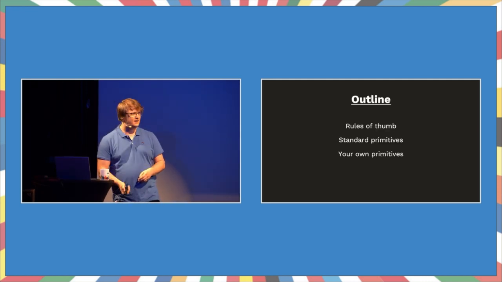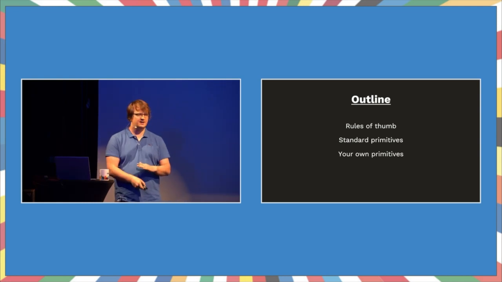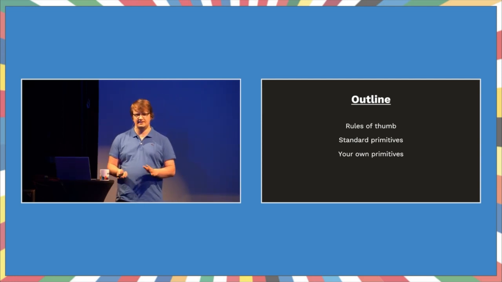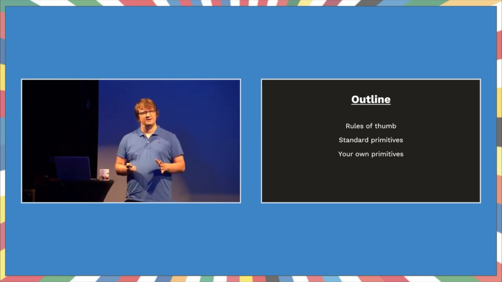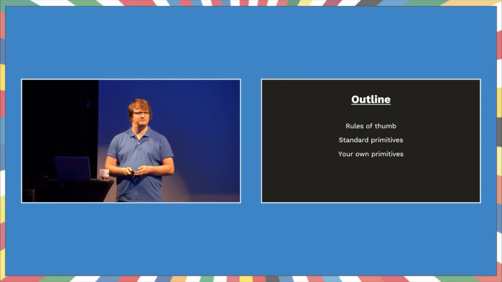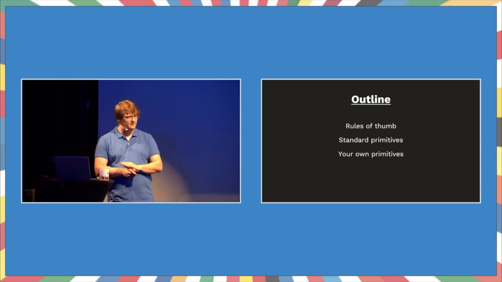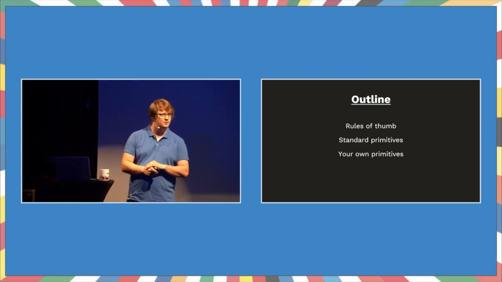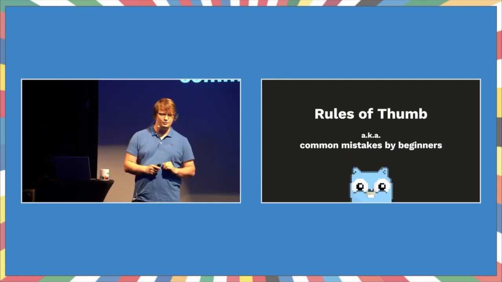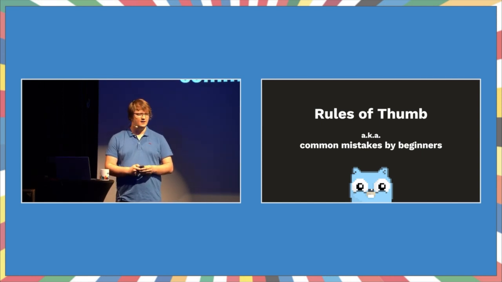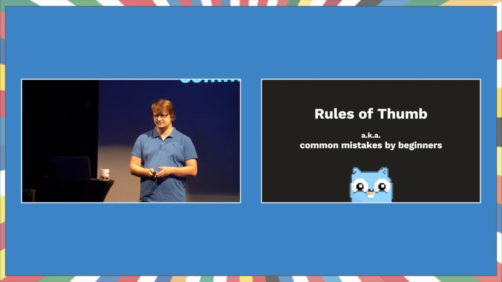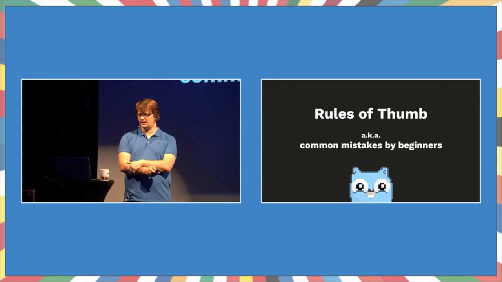Okay. The rough outline, each topic gets a little bit more difficult. First are the rules of thumb, like what you should do, and then we go into the main things about the standard concurrency primitives we have in Go. And finally, how to build your own primitives, which is probably the more interesting part here. But rules of thumb are usually really nice to get started with. These are the mistakes I guess beginners and experienced people alike make. So yeah, let's get started.